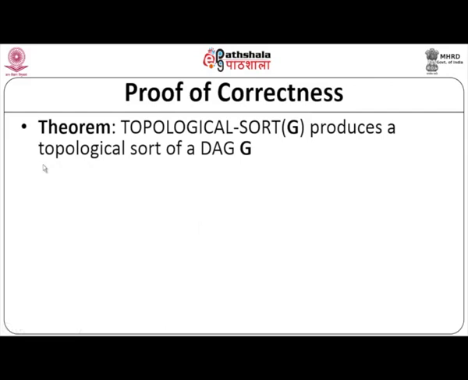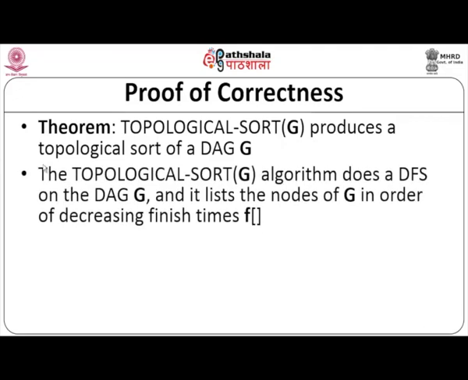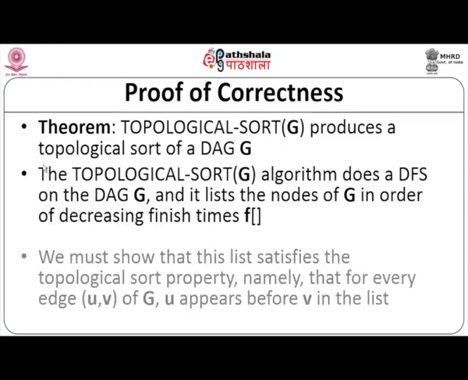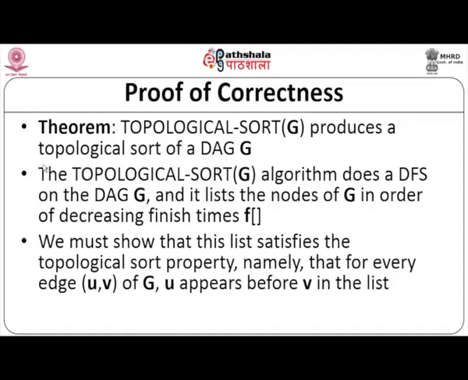Now, why do you say that our topological sort produces a topological sort of a graph, a DAG G? How do you know it is correct? So, the topological sort algorithm does a DFS on the DAG G and it lists the nodes of G in order of decreasing finish times. Okay. Now, we must show that this list satisfies the topological sort property, namely that for every edge uv of G, u appears before v in the list. That is what we want.